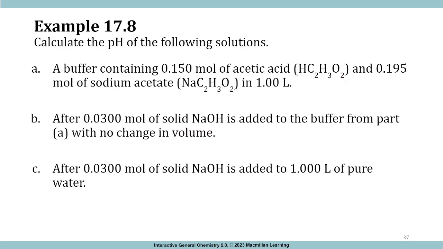So let's calculate the pH of the following solutions. We have a buffer that contains 0.150 moles of acetic acid and 0.195 moles of sodium acetate. And this is going to be in 1 liter, though that doesn't really matter, does it? So what type of problem is that? Henderson-Hasselbalch, isn't it? We have a buffer. It has a decent concentration. It's not super dilute, so we can work with that.